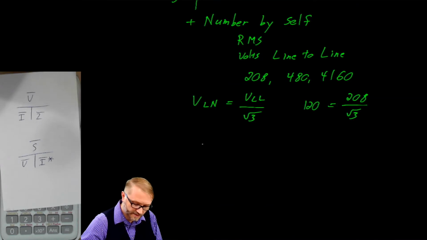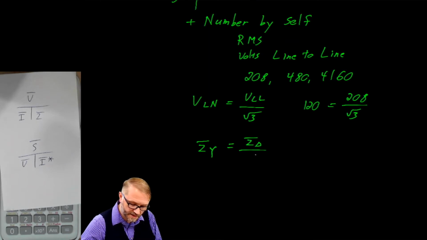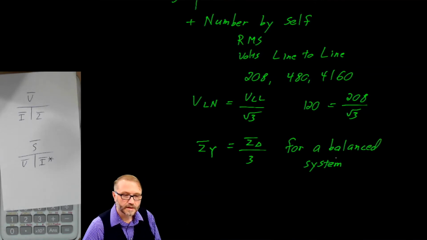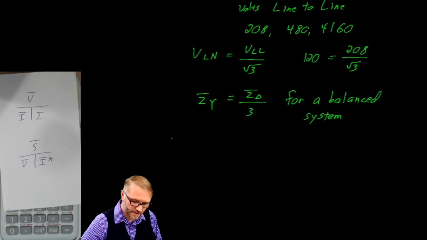Our last topic from our previous discussion was transforms, where you could take a delta system and conceptually convert it over into a Y by dividing by 3. And that was true as long as the system was balanced. Here, balanced means that all of the voltages are equal across all 3 phases, and each load has an equal impedance.